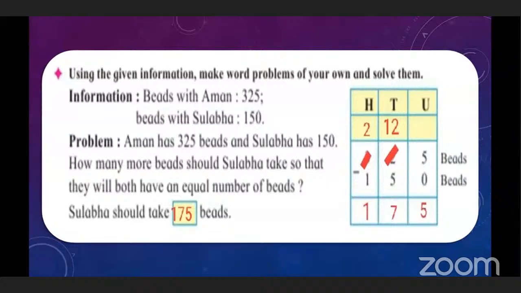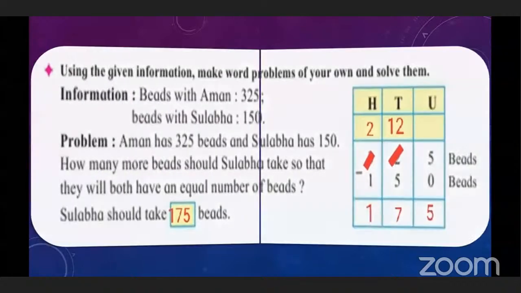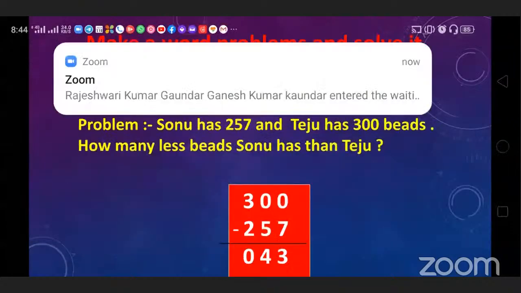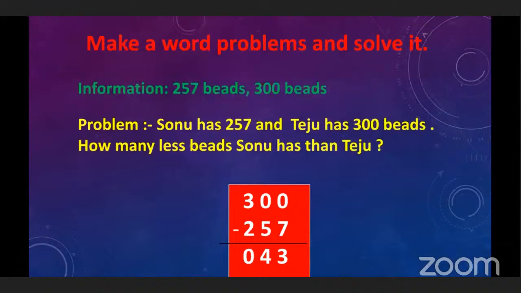Okay, students, and here I have given the solution. I subtract 150 from 325. I got the answer 175. Sulbha should take 175 bits. So you can make this kind of word problem on your own. I have made one problem from your book also. This is one I'm going to solve for you. After that, for the remaining problems you have to frame the word problems and solve them.